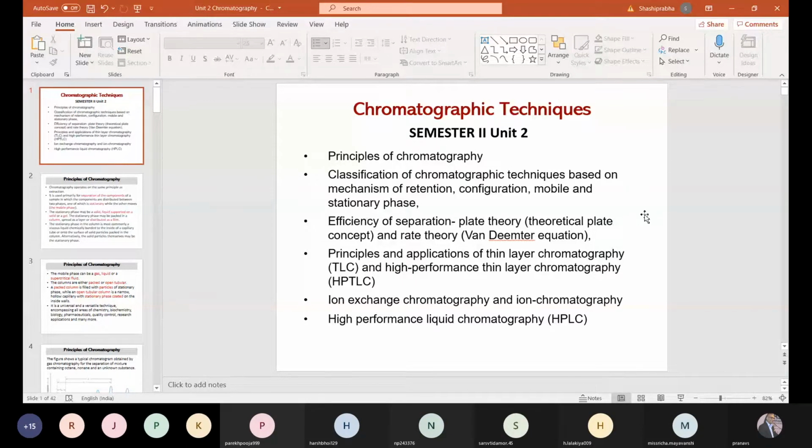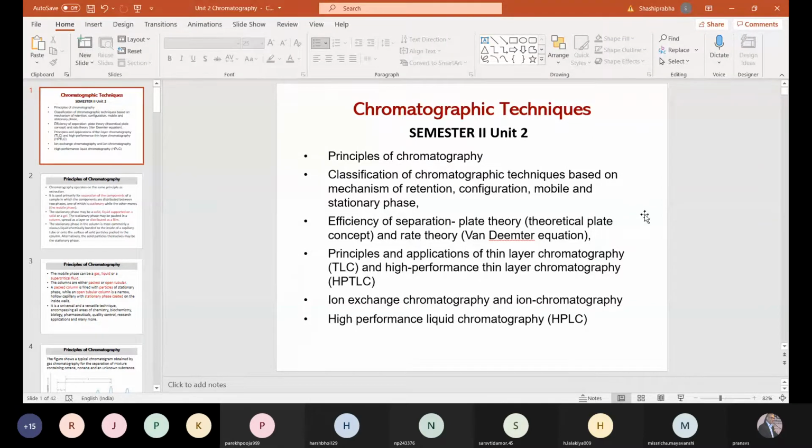So we have finished with Unit 1 and we move on to Unit 2, that is on chromatographic techniques. Now, in this, you will be introduced to the fundamentals of chromatography, and you will be given some idea about different types of classifications based on which several chromatographic techniques can be classified. Further understanding how separation occurs in chromatography and what is the efficiency of separation. What can be called an efficient separation in chromatographic techniques.